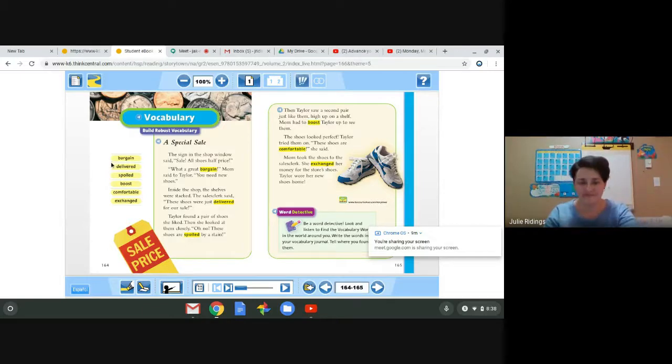Boost. Comfortable. Exchanged. Good. A bargain. What's a bargain? Shout it out. What could a good bargain be? If you go to the store and they have buy one, get one free, that's a bargain. A bargain is like a good deal on something.